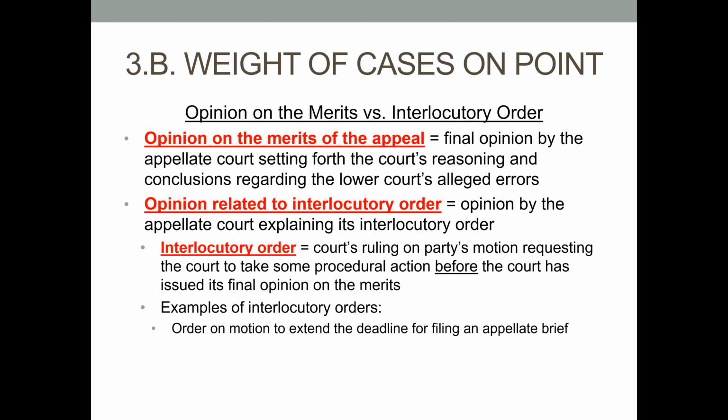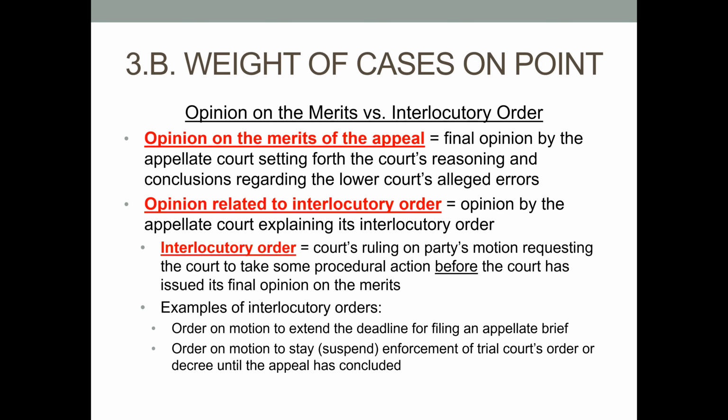And if the court wants to, it could issue a brief opinion explaining why it granted the motion or denied the motion. Well, that opinion explaining why the court denied the motion or granted it would be an opinion related to an interlocutory order. Or another type of interlocutory order is on a party's motion to stay or suspend enforcement of the trial court's order or decree until the appeal has concluded. Now, again, it's called an interlocutory order.